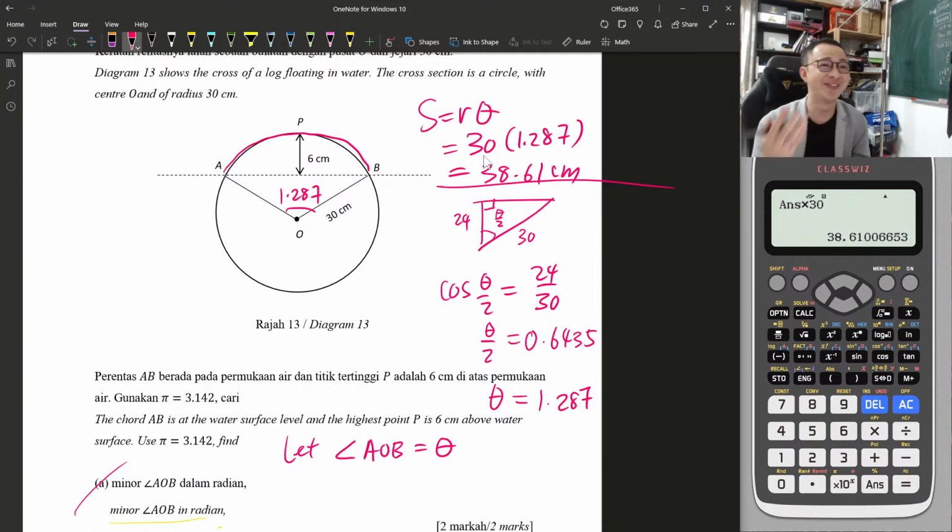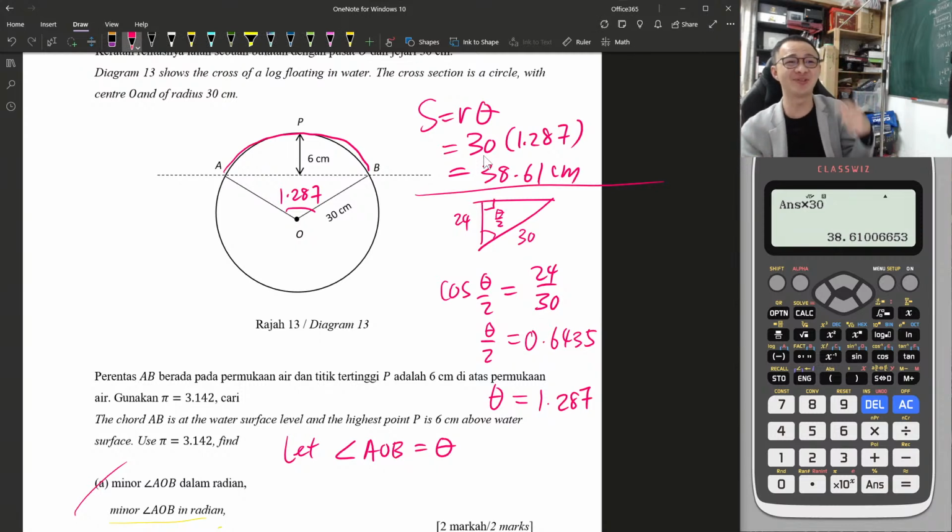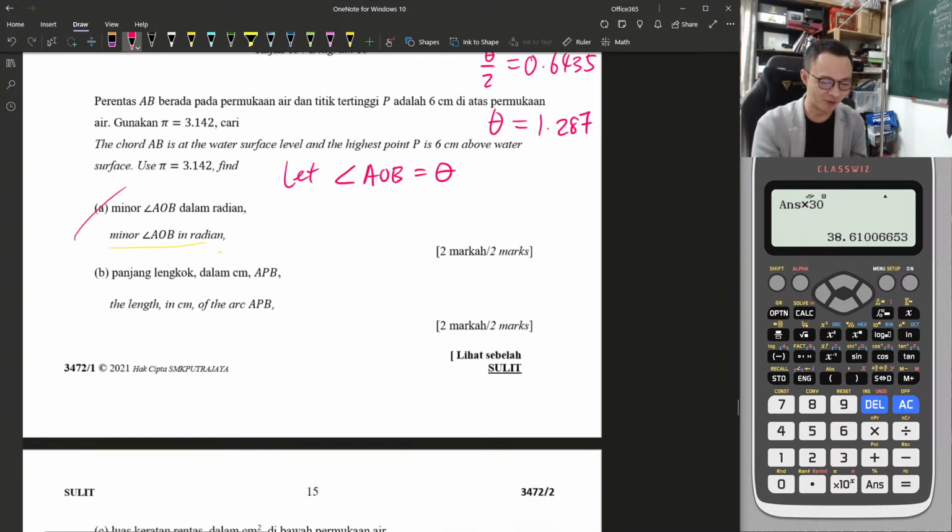Yeah, I forgot to change the unit. But because I know this topic needs radian, when I see my angle value is so big, I already know it's in degrees. So luckily, I still have some awareness here. Or else I would lose some marks.